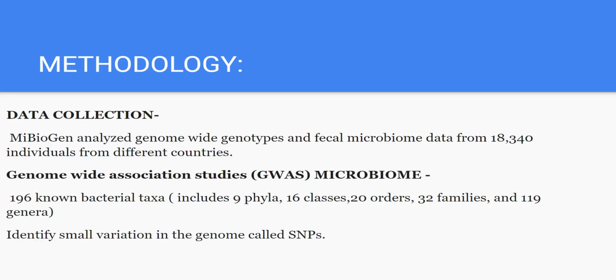So why did they do this? To identify small variations in the genome called SNPs. As I told you before, SNPs help in identifying small variations. Because genome-wide association studies examine SNPs across the genome, they represent a promising way to study complex, common diseases in which many genetic variations contribute to a person's risk.